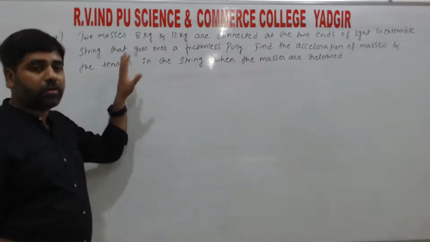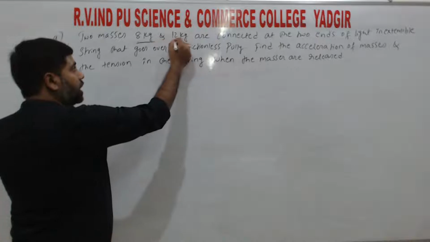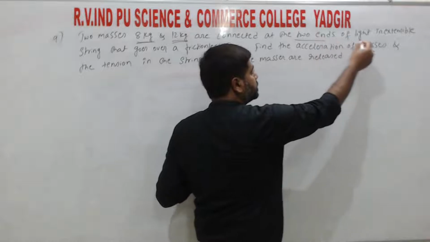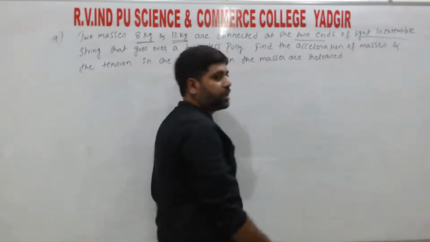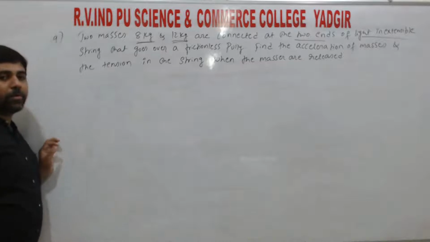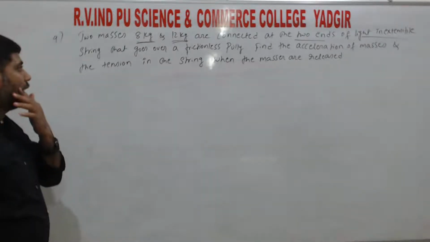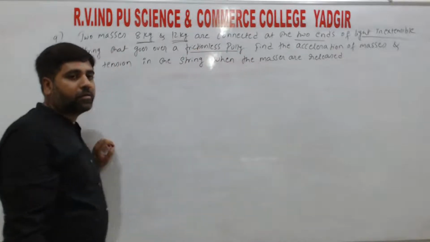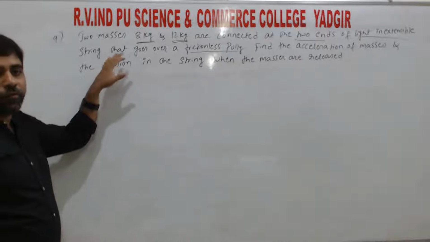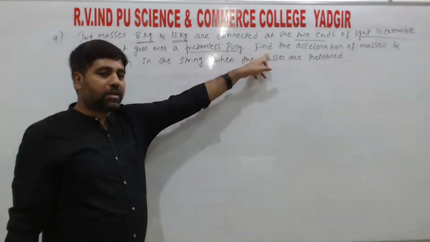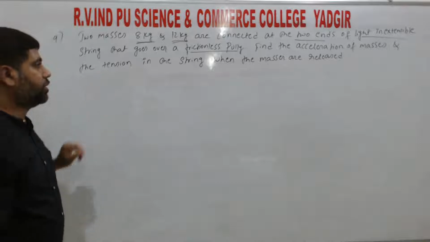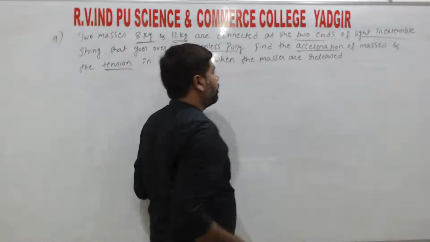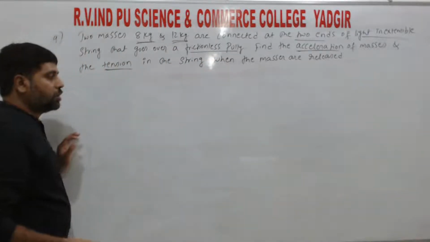So here also they have given two masses. One is 8 kg and another one is 12 kg. These two masses are connected to the two ends of a light inextensible string. Inextensible means when we apply a load, the string does not extend, right? That string is placed over the frictionless pulley, right? So this is the given condition. From this we need to find the acceleration of the masses and the tension, that is A and T, when the masses are released, right?